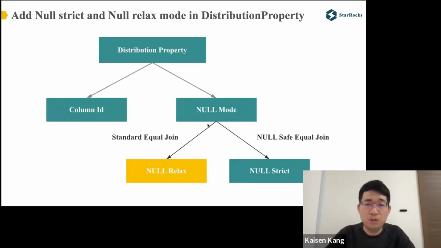So, in order to make the distribution property enforcer support this case, StarRocks introduced the null-relaxed and null-strict modes in the distribution property. For null-rejecting join predicates, StarRocks will generate the null-relaxed mode and ignore null values when comparing properties. Conversely, for null-safe equal joins, StarRocks will generate a null-strict mode, ensuring the null values are considered when comparing properties.